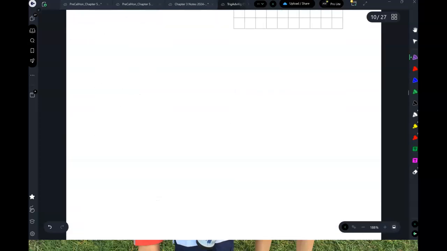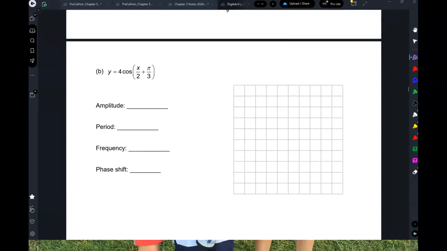Okay, last one. Oh, look at this one. Look at how pretty this function is. All right, what's the amplitude here? 4. Oh, period. Okay, so look, x over 2, that's the same as half x, right? So period is 2 pi over a half, 4 pi. Frequency, 1 over 4 pi.